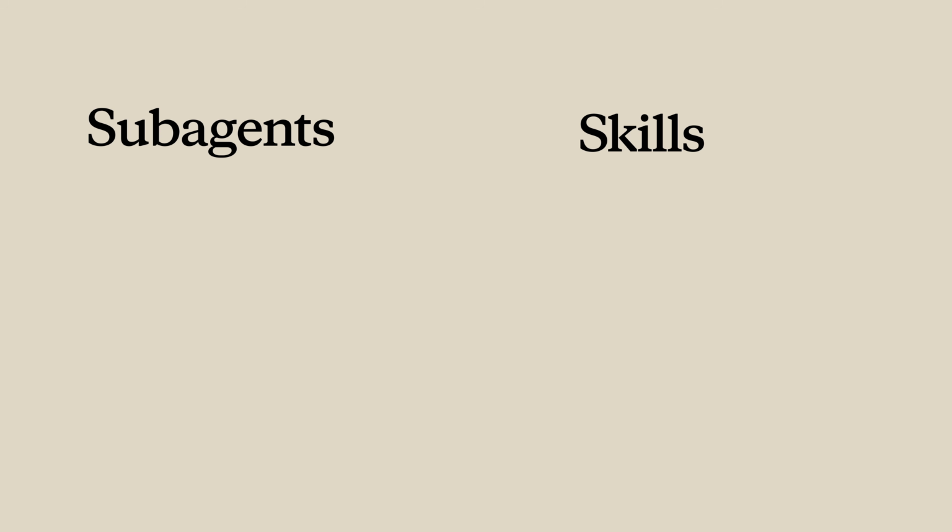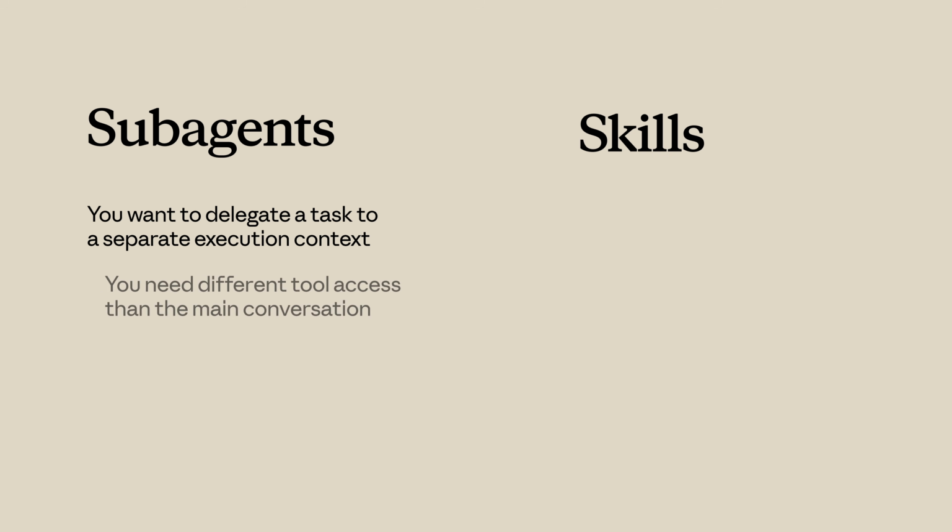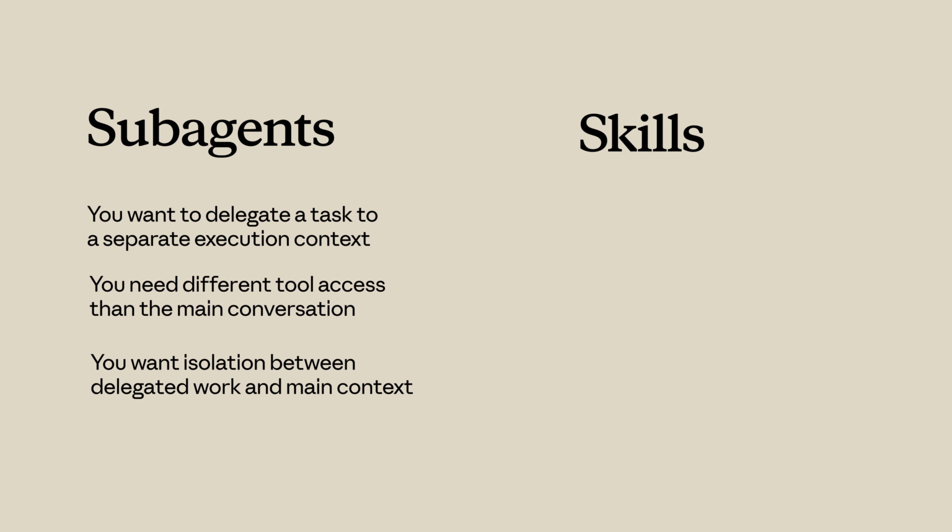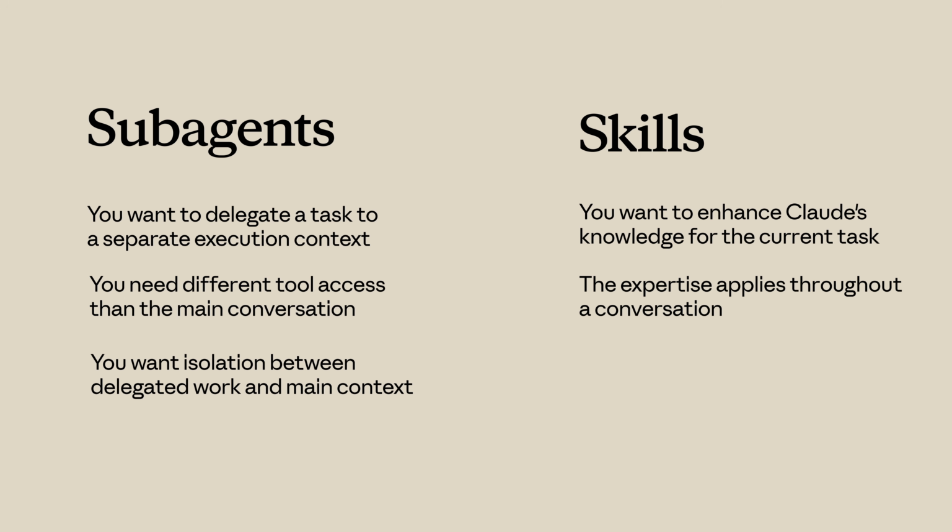Use subagents when you want to delegate a task to a separate execution context, you need different tool access than the main conversation does, or you want isolation between delegated work and your main context. Use skills when you want to enhance Claude's knowledge for the current task. The expertise applies throughout a conversation.